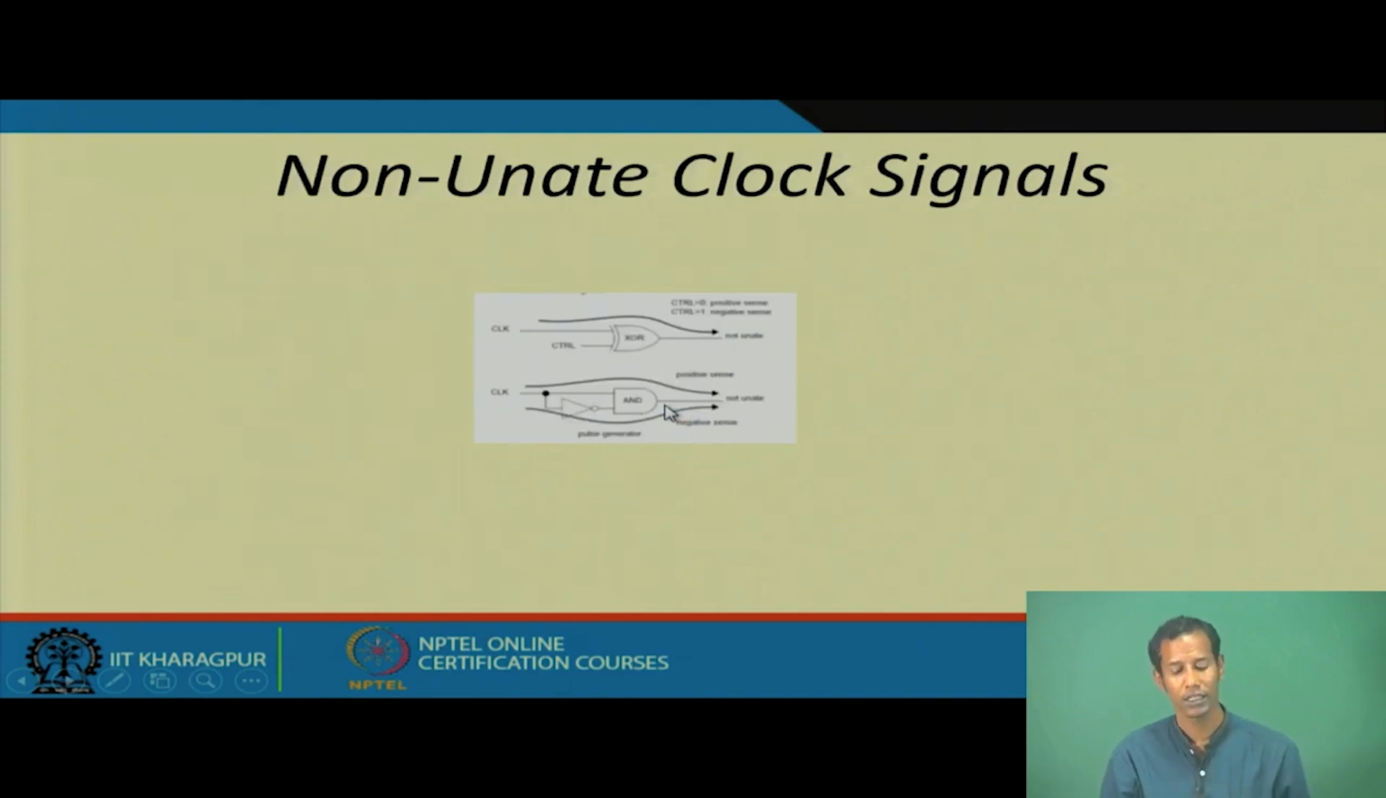So, what are these non-unit clock signals? If the clock is XORed with some other signals, like here in this particular case the clock is XORed with control, or in this case the clock and the inverted clock are both ANDed, so this is positive sense and this is negative sense, then these clocks are considered non-unit clock signals. Okay.